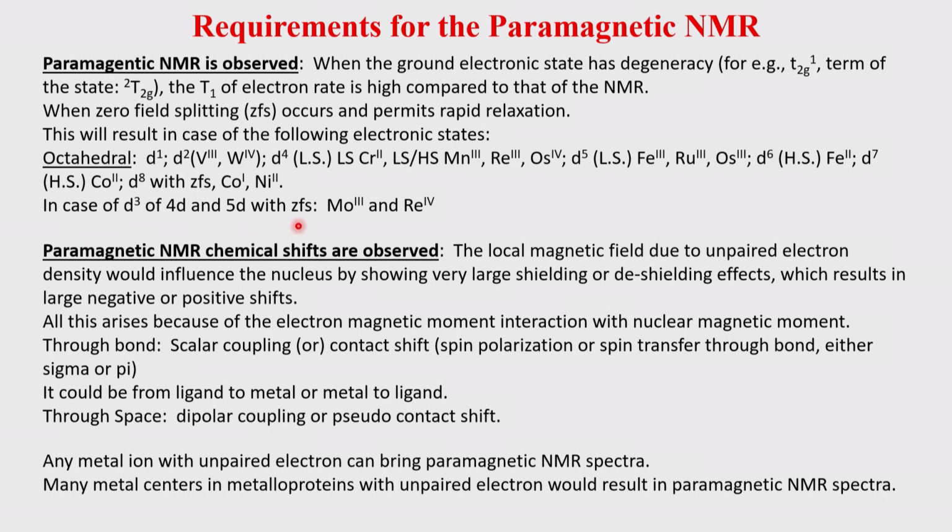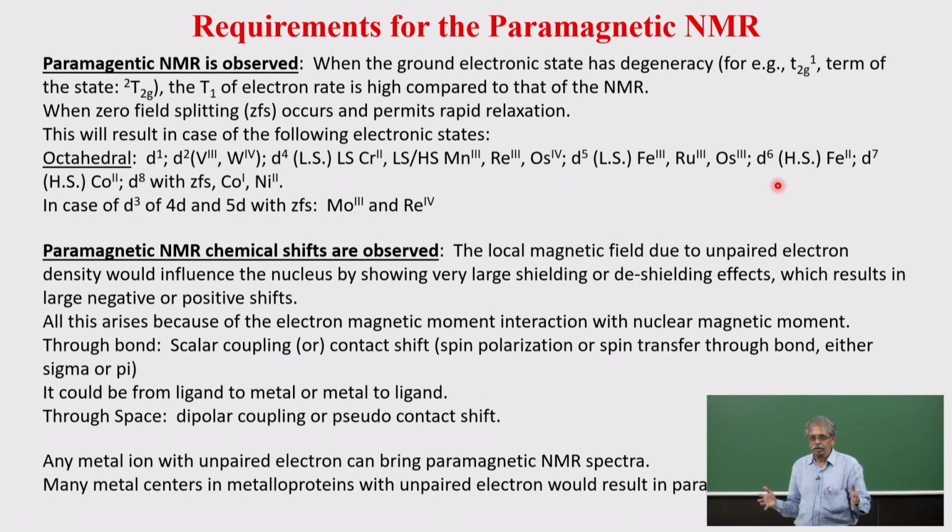And some of the systems can also show even if there is no degeneracy, if there is a zero field splitting, like molybdenum 3 and rhenium 4. So you don't need to remember this? No, because you already know these electronic configurations from coordination chemistry, and using the electronic configuration you can predict. So in all these kinds of situations, your coordination complex is bound to show paramagnetic NMR, and at times it may show even a broadened NMR if the relaxation rates are very fast.